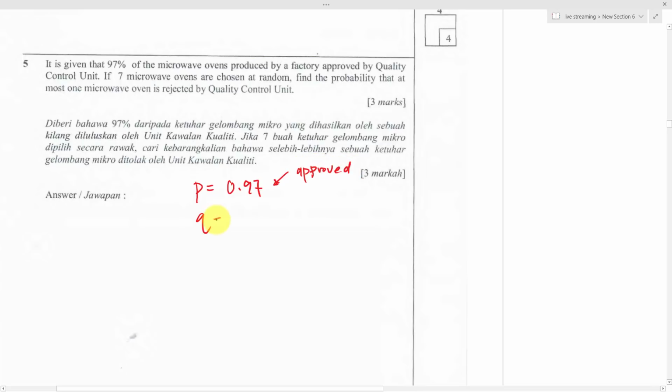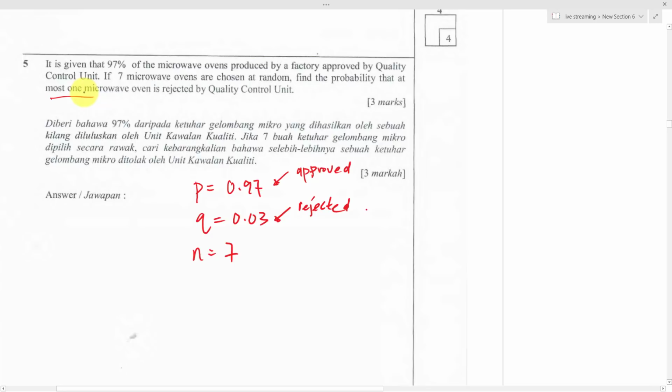So therefore Q will be reject, right? Reject is just 1 minus P, which is 0.03. Q will be rejected. And we know our N is 7 because they choose from the 7 over here. Find the probability that at most, so that means maximum 1 will be rejected.